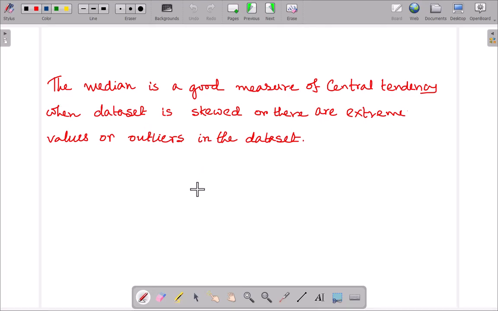The median is a good measure of central tendency when the data set is skewed or there are extreme values or outliers in the data set.